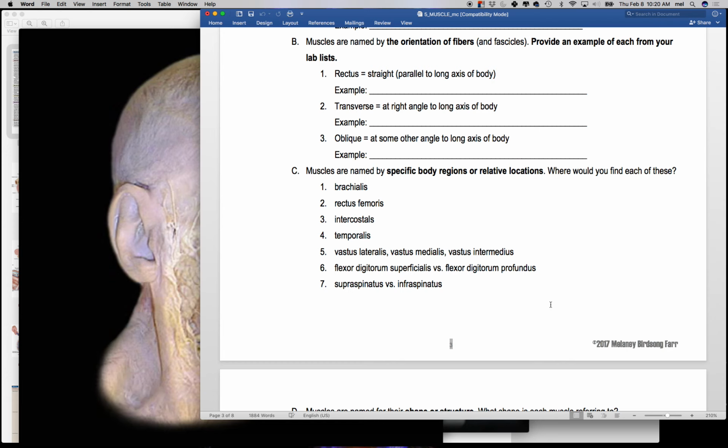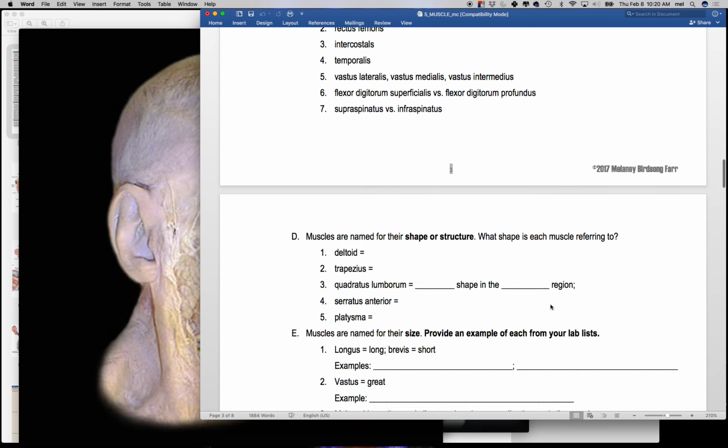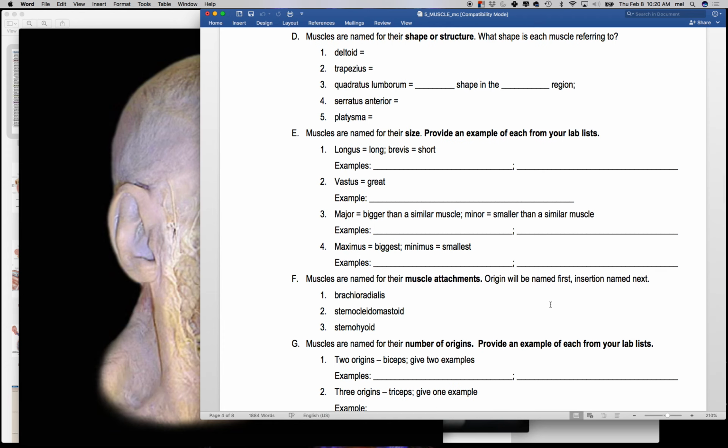Okay, so specific body regions. Now let's see how else muscles are named. Muscles are also named for their shape or structure. This is relatively obvious, but let's make sure that we reinforce it. The muscle that is called deltoid is called that because it's shaped like a triangle, like a delta. Now, who remembers enough geometry to tell me what a trapezoid is shaped like? It's kind of like a diamond, like a rhombus, but not necessarily with right angles. So it's a diamond shape.